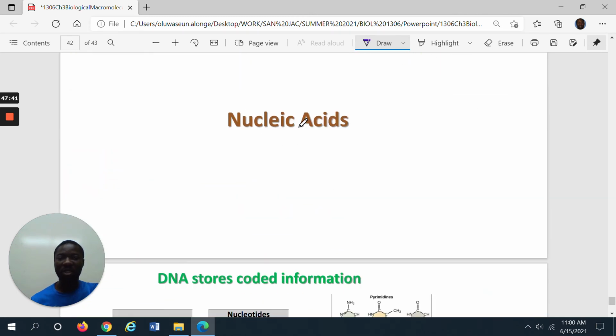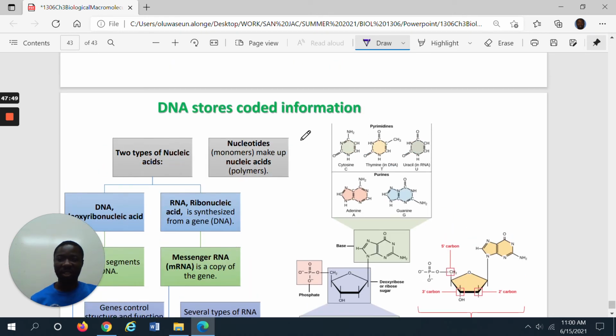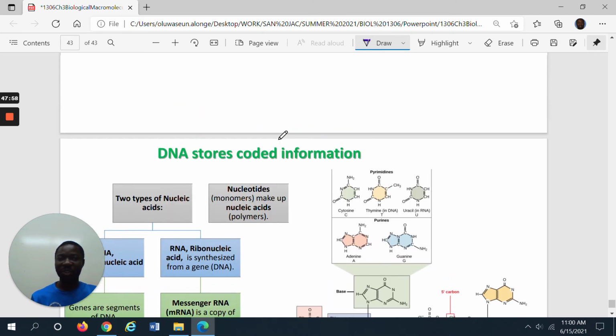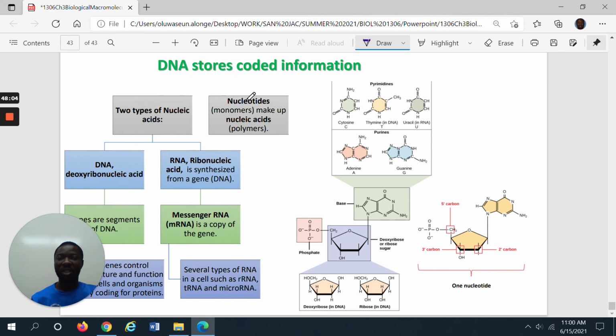This is the last one, and this is nucleic acid. What is nucleic acid? That is your DNA and your RNA. Usually, this is what we don't seem to be aware of, but we know DNA and RNA. We just don't know that they are called nucleic acid. So DNA and RNA make up the nucleic acid. Now, DNA stores coded information.